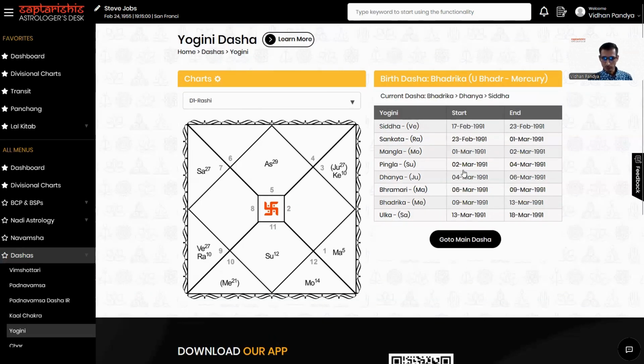So on that fortunate day, he was running the Dasha of Bhadrika. Bhadrika is Mercury. Mercury is in the sixth house. Then you have Dhanya. Dhanya is Jupiter. And Jupiter is aspecting the seventh house. And then you have Siddha, which is your Venus. So the last event is he came back to Apple as the CEO.